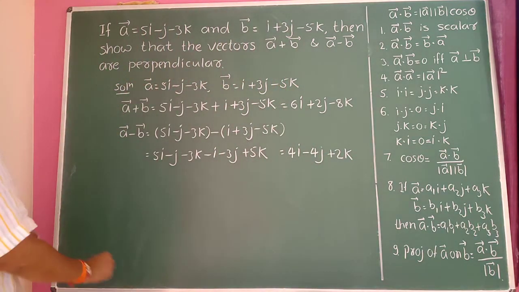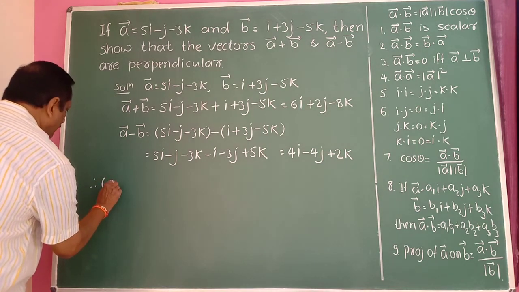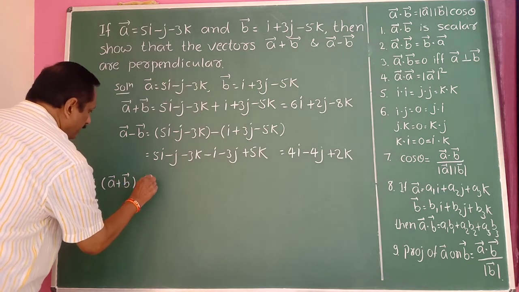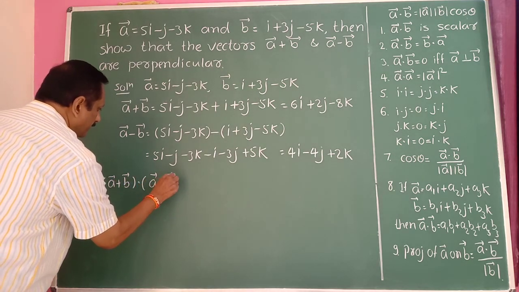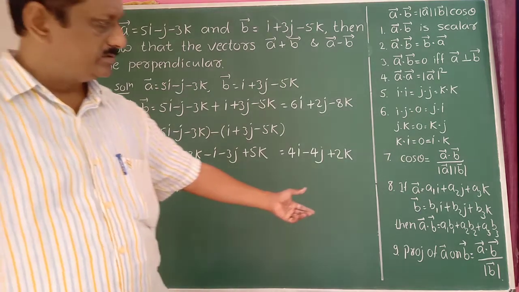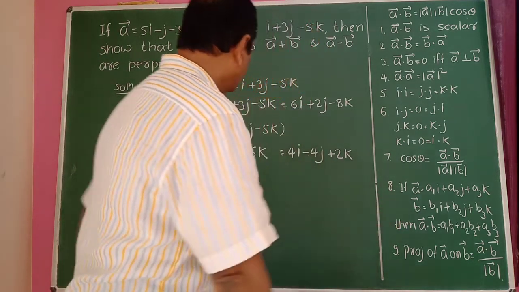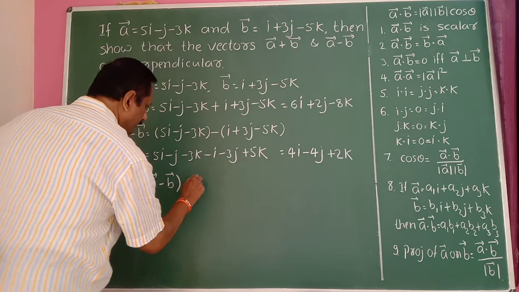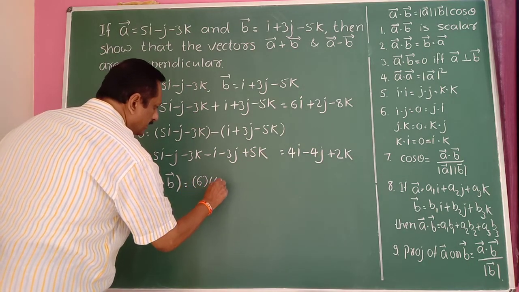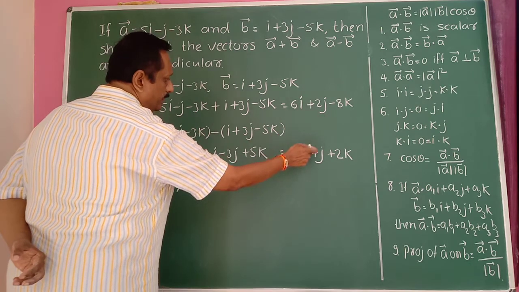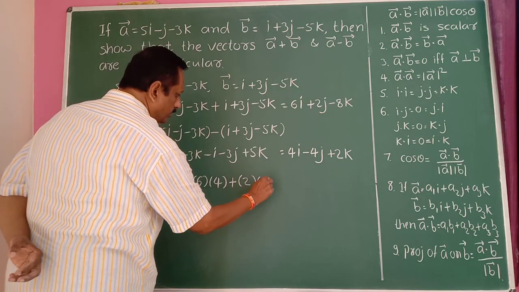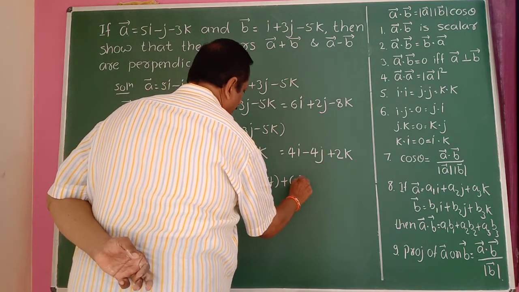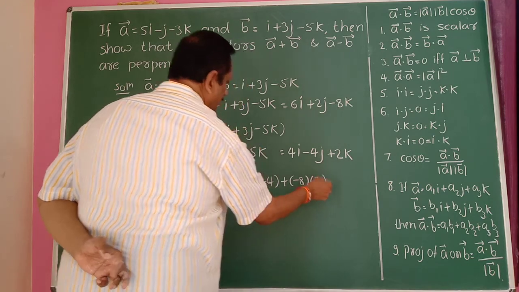Then find its dot product. Hence a bar plus b bar dot a bar minus b bar is equal to, using this formula, the two vectors a bar plus b bar and a bar minus b bar: 6 into 4 plus 2 into minus 4 plus minus 8 into plus 2.